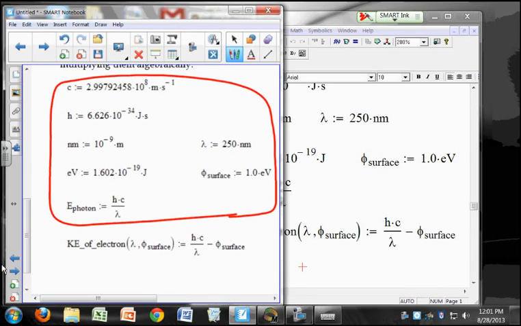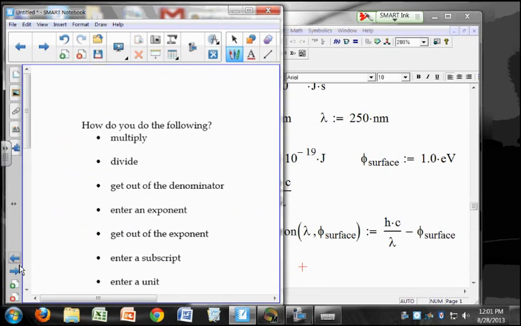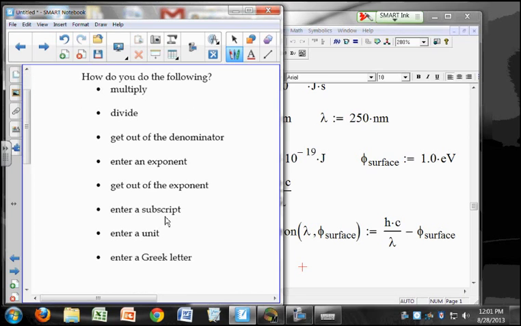Alright, so let's continue. Let's just review. How do you do the following? How do you multiply? Press Shift 8, right? The asterisk. To divide, use the slash key. To get out of the denominator, use the space bar. To enter an exponent, caret. To get out of the exponent, you press the space bar. To enter a subscript, you press a period or dot.